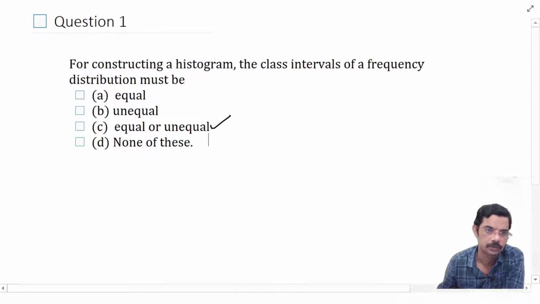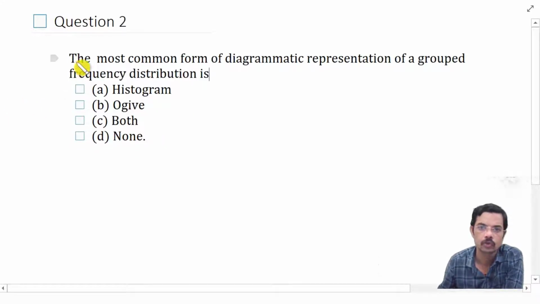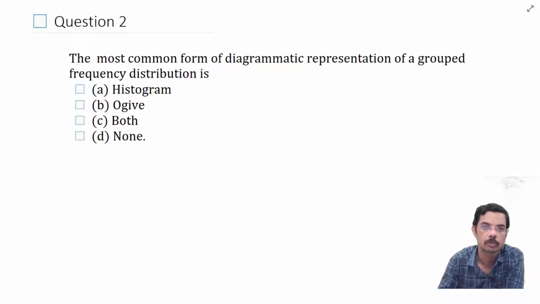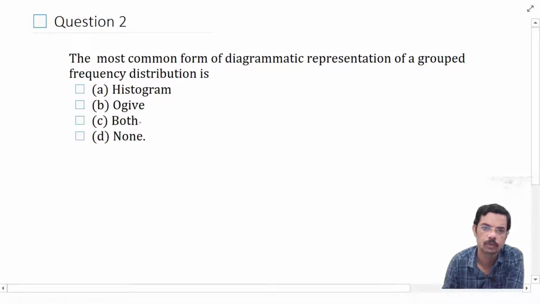Okay, so next question is the most common form of diagrammatic representation of a grouped frequency distribution. Which is the most common form? It is histogram. It's very clear. Histogram, ogive, both histogram and ogive, or none of these. It is very clear that it is the histogram that is more common. Ogive is a bit complicated to draw, but it gives a much more detailed view of the subject.